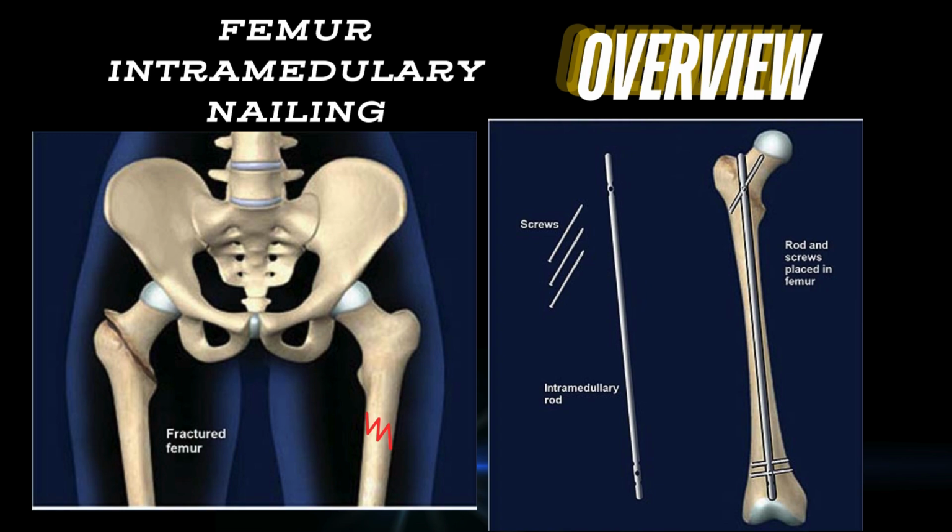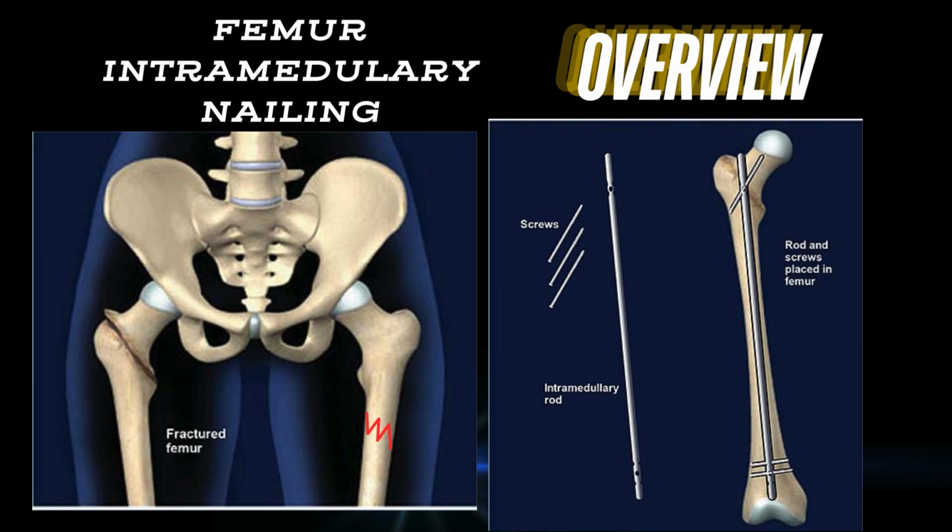Let us discuss femur intramedullary nailing. As an overview, the femur or thigh bone is the largest bone of the body. The femoral shaft or diaphysis is the long, straight middle section of the femur. Femoral shaft fractures are usually the result of high energy trauma such as road traffic accidents.